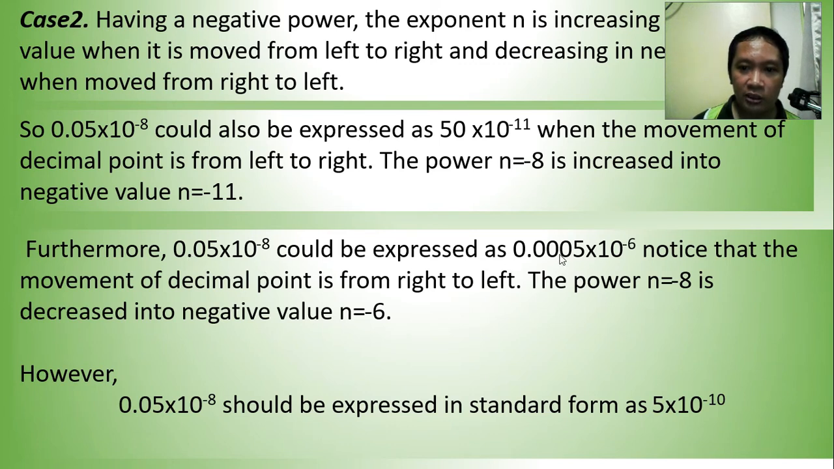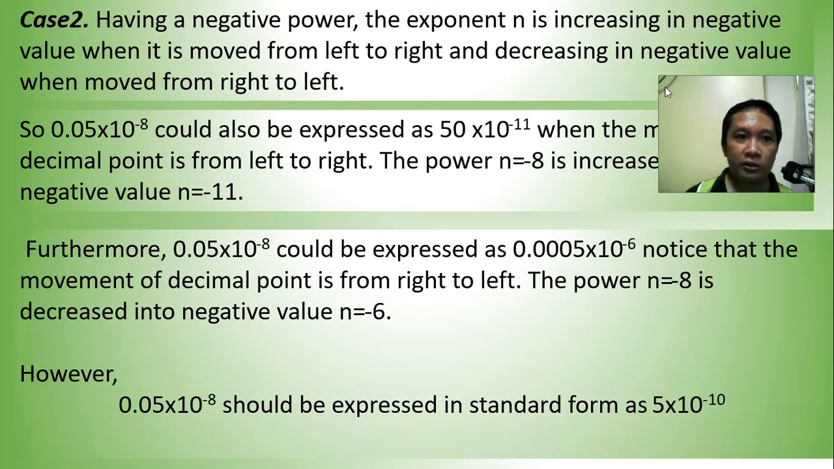So from here it moved two decimal places. Okay, so instead of negative 8, the negative value decreases. As we have mentioned, the negative value decreases when it is moved from right to left. So from right moving to left, we add 2 decimal places, then negative 8 becomes negative 6.